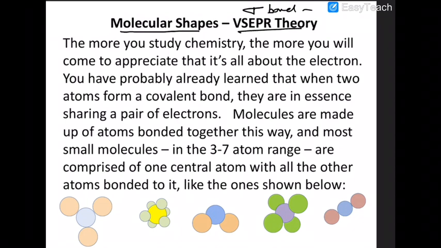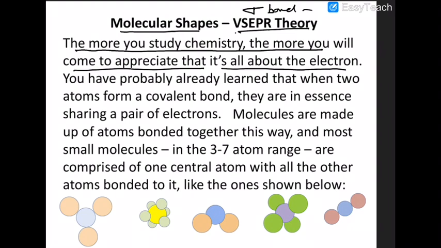What is the VSEPR theory? VSEPR stands for valence shell electron pair repulsion theory. Just take an idea: the more you study chemistry, the more you will come to appreciate that it is about the electron.